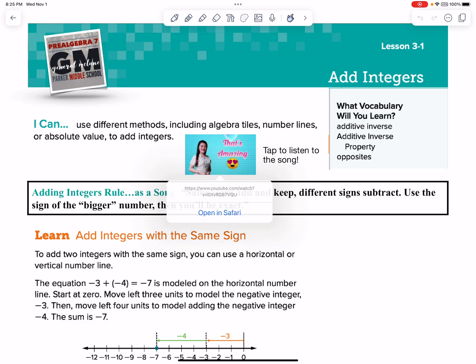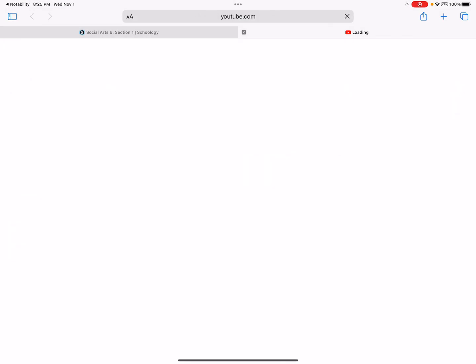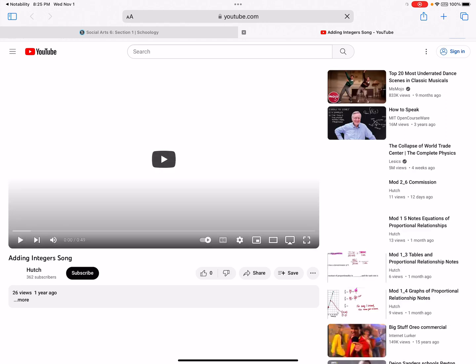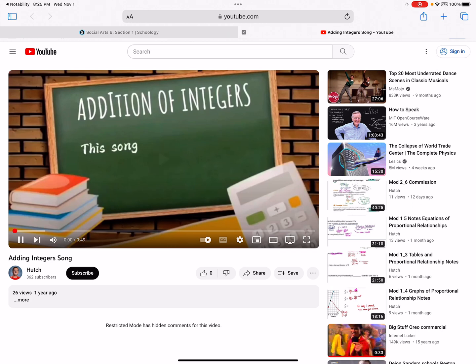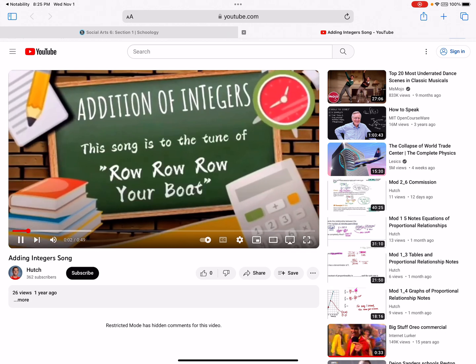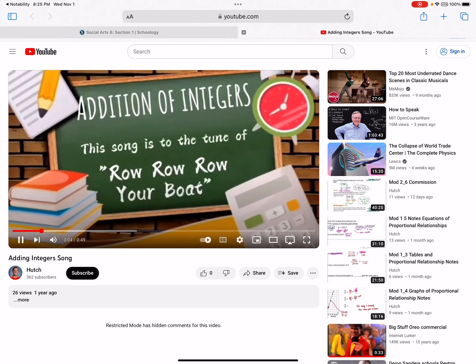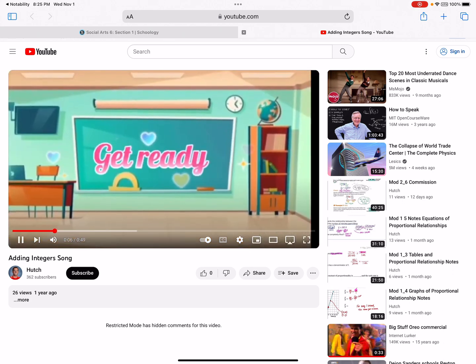If you take a look, I'm going to go ahead and open this up real quick in Safari for you. You should be able to tap and do the same thing. And you can check out this beautiful song. These are just one of the best singers I've heard for adding integers. So check it out. Really beautiful singers. To the tune Row, Row, Row Your Boat.